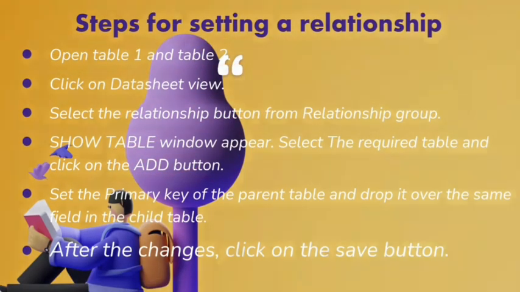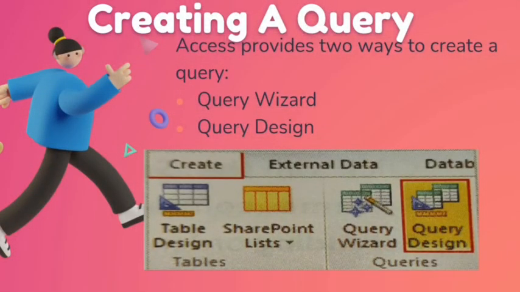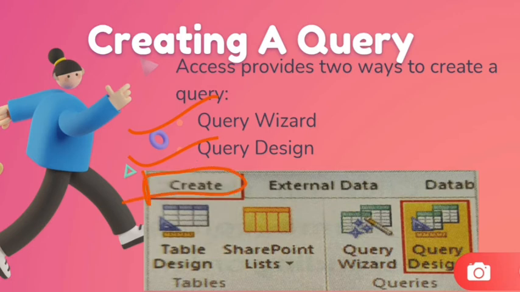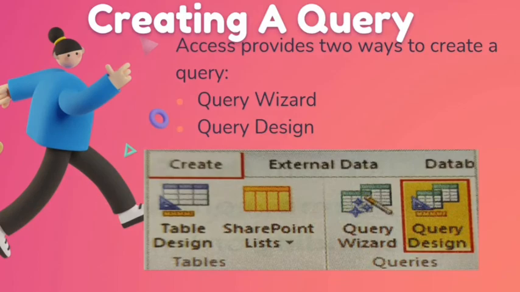Now move ahead to the next heading, that is creating a query. How can we create a query? Basically there are two ways of creating a query: the first one is the query wizard and the second is the query design. How can you find and create a query? First you have to go to the create tab. There you will find the query wizard and query design in the query group.